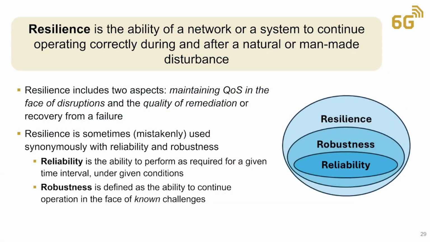There are two other terms that are often mistakenly used synonymously with resilience. These are reliability and robustness. And here we should highlight what the differences are. As you can see from this figure, resilience is much broader than reliability and robustness, and it incorporates both of these aspects. Reliability is the ability of a network or a system to perform as required for a given time interval under given conditions. That means under a certain given scenario, the network should operate as it is expected to operate. On the other hand, robustness is defined as the ability to continue operation in the face of known challenges. So basically, if you expect that certain kinds of disruptions may happen, then you make your network robust against those kinds of expected disruptions.